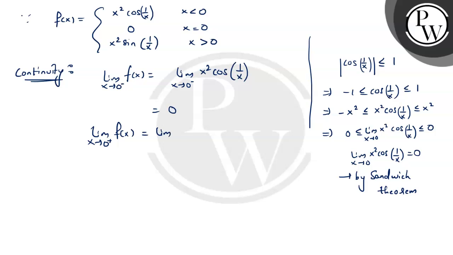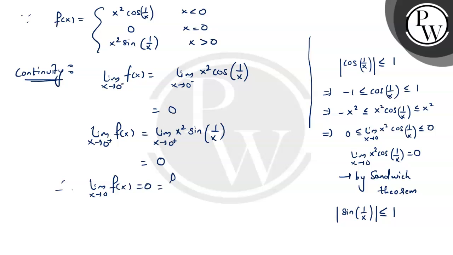Now let's check limit x tends to 0 plus of f(x). So this is equal to limit x tends to 0 plus of x squared times sine of 1 divided by x. Again understand that mod of sine of 1 by x is less than equal to 1. And similarly with the same procedure, you can therefore say the limit of x squared times sine of 1 by x as x goes to 0 is equal to 0. And so therefore limit x tends to 0 of f(x) is equal to 0, which is equal to f of 0. And so therefore f(x) is continuous at x equals 0.